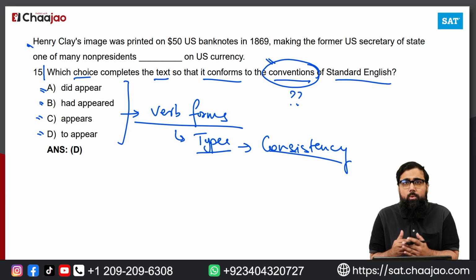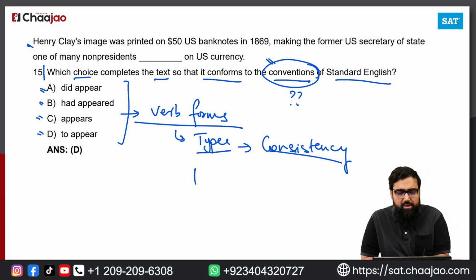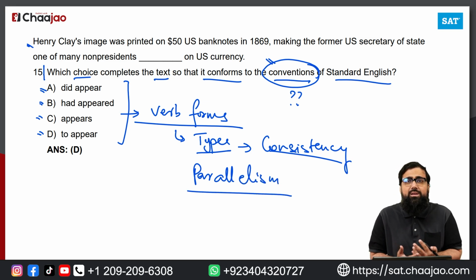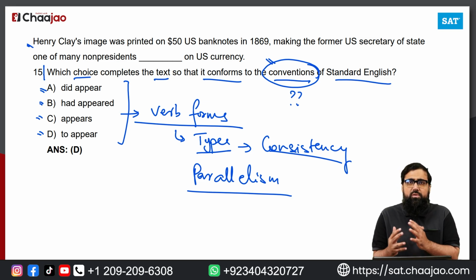So there's a rule called verb tense consistency, and there's one more thing that we can take into account in these questions, and that is parallel structure, right? So parallelism. What is parallelism or parallel structure? It tells us that whenever we have a list, or whenever we have related verbs, they have to be of the same form, or they have to be from the same family, right?